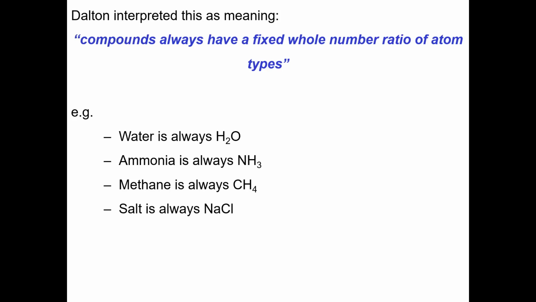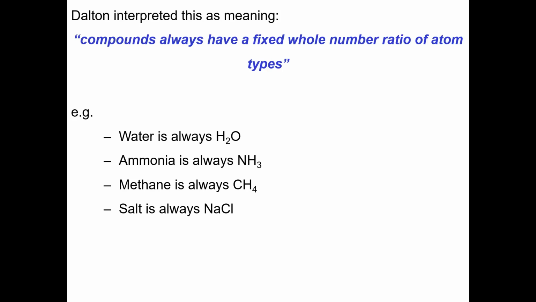It has to be a whole number ratio because an atom is the smallest unit of matter, and atoms are always going to be present in whole numbers because they can't be divided. So for example, water is always going to have the formula H2O. If it doesn't, it's not water.